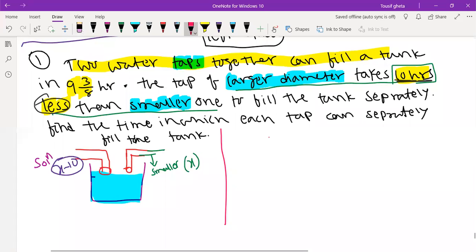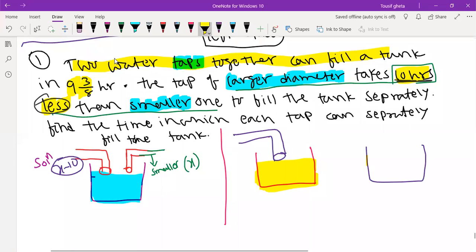I have one tank. Same tank I am taking every time, same water I will fill. I am using a big, larger diameter pipe. In the same way, I will take another tank and fill it with water too. You need to understand, but this time I am using a smaller diameter pipe.